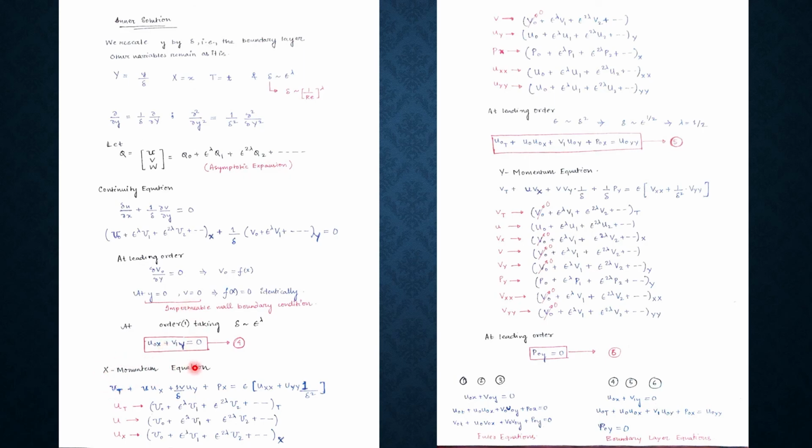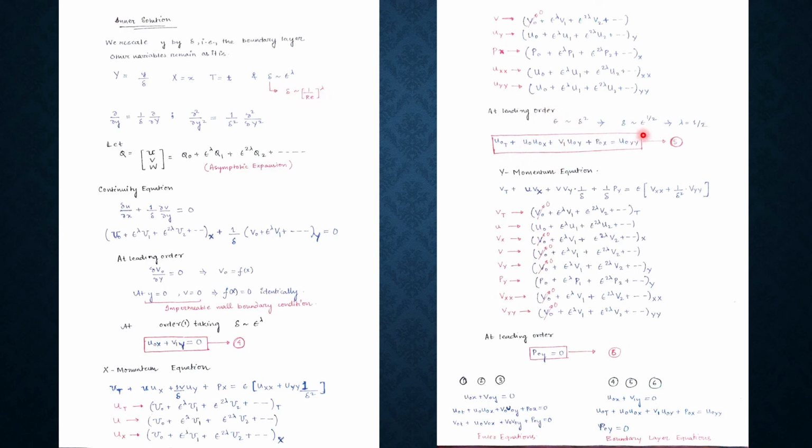And then coming to the x momentum equation, u_t plus u u_x plus (1/delta) v u_y equals minus p_x plus epsilon u_xx plus u_yy times 1/delta squared. We substitute the asymptotic expansions for all the terms with their appropriate derivatives t, x, y, double x and double y. And then we again analyze the leading order terms, and this time we assume that epsilon is equal to delta squared, and hence we'd get that delta is equal to epsilon to the 1/2 and lambda is equal to 1/2, the lambda from over here.